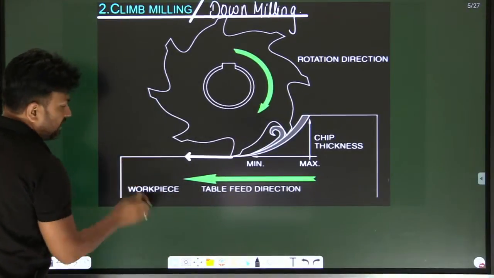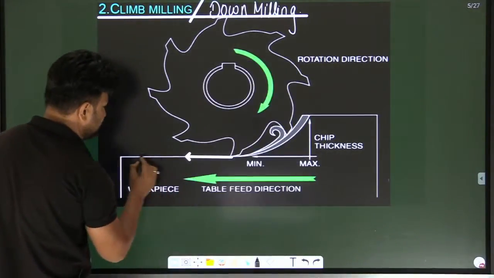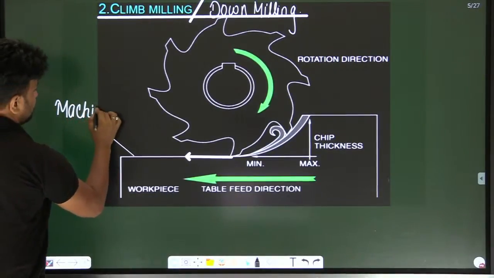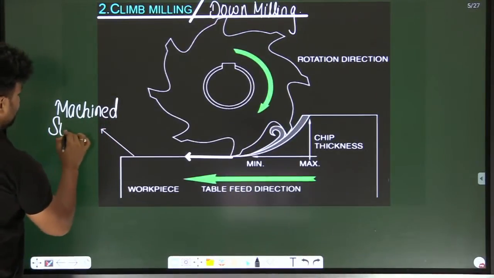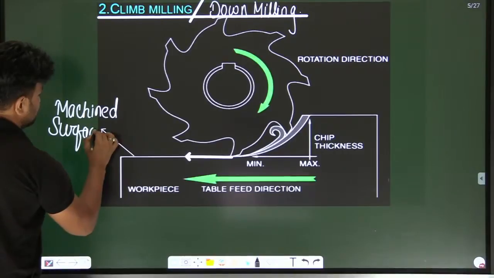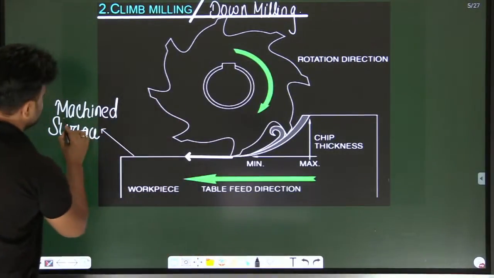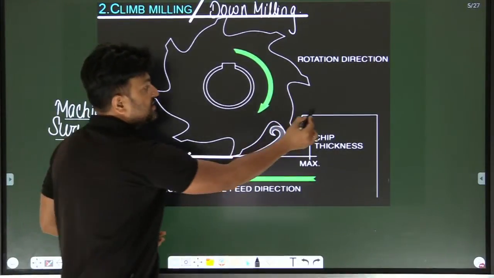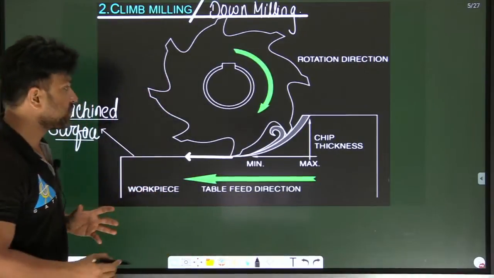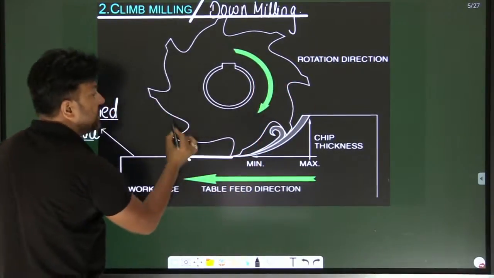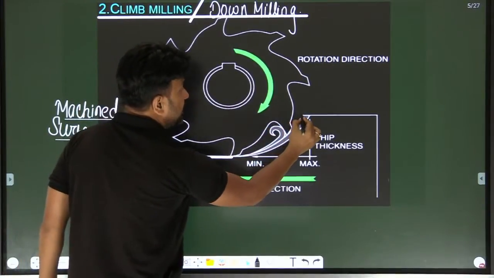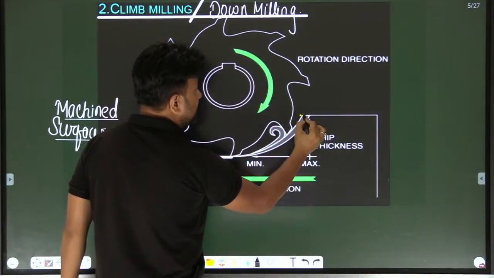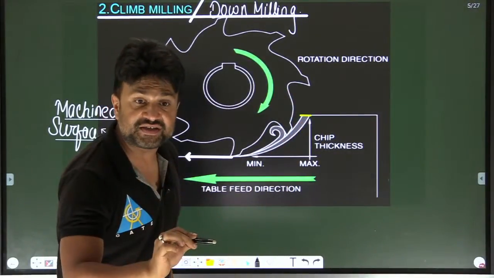Here you can see, my dear student, this is the finished workpiece. This is a machined surface which is produced due to the machining operation, and this is the initial workpiece. So here you can see the milling cutter is rotating in such a way that the material will cut. See properly here, please. Material will cut from the initial surface.